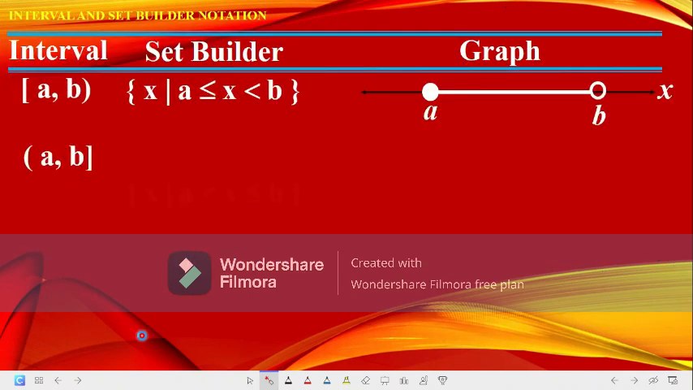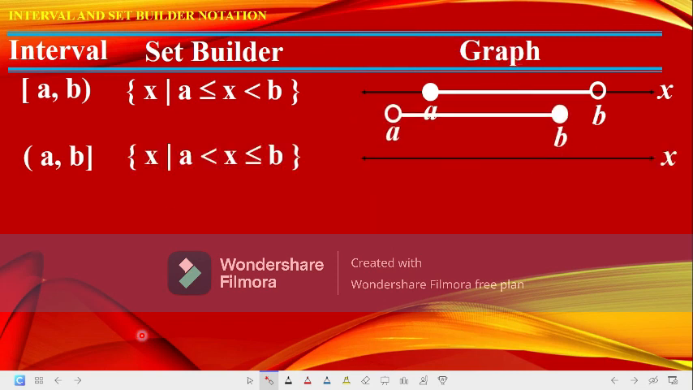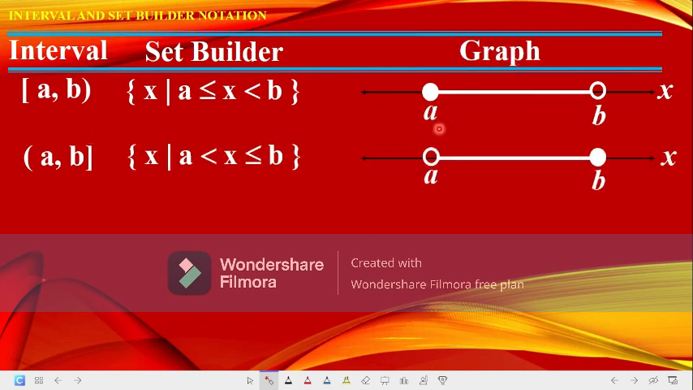Okay, how about this graph? Now, in this graph, we have here a with a solid circle on top of it, while b is a hollow circle, or we call it an open circle. Then the interval would be, and always remember there's also an arrowhead on both sides, so we're thinking of a number line again.